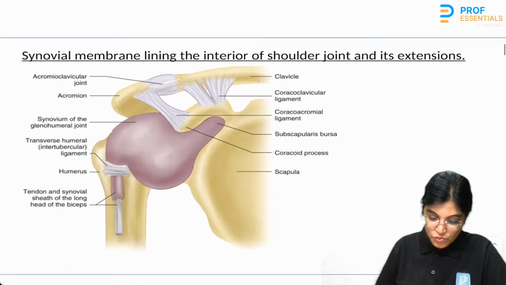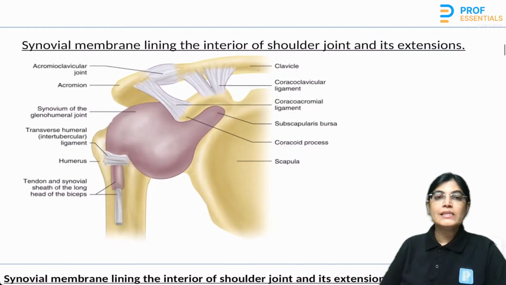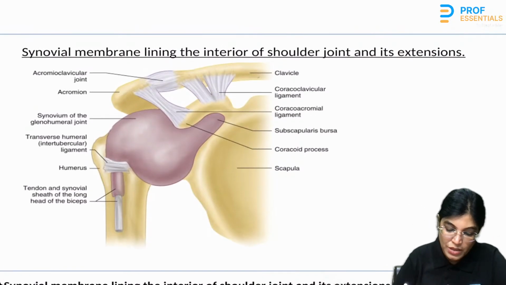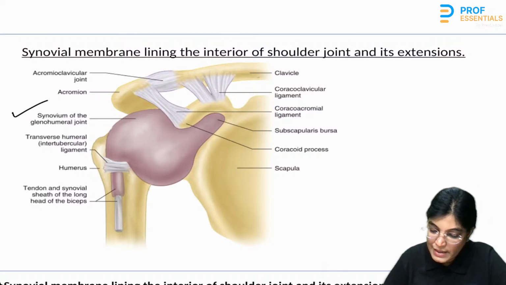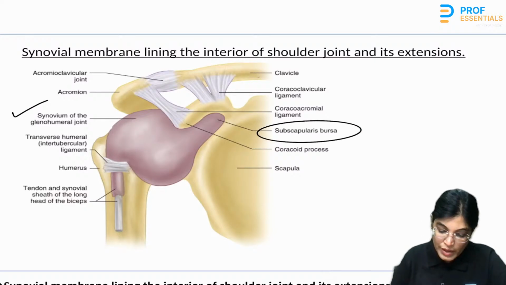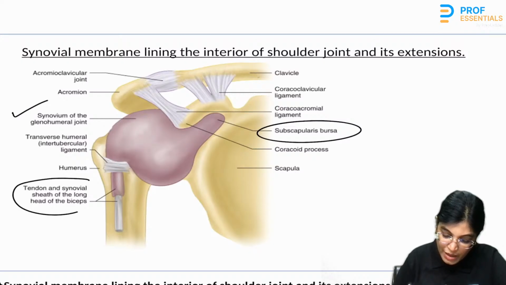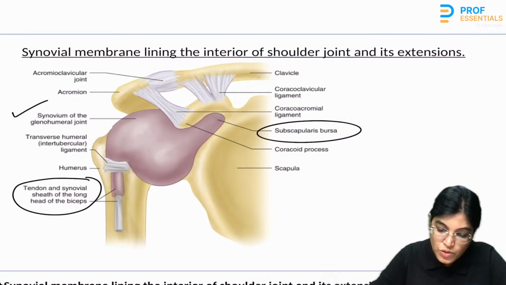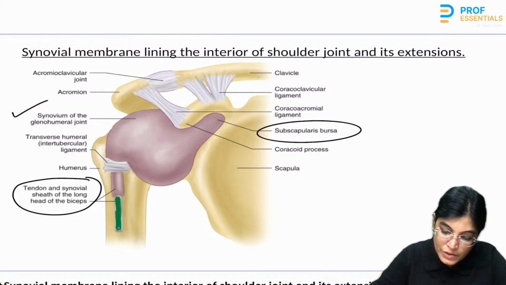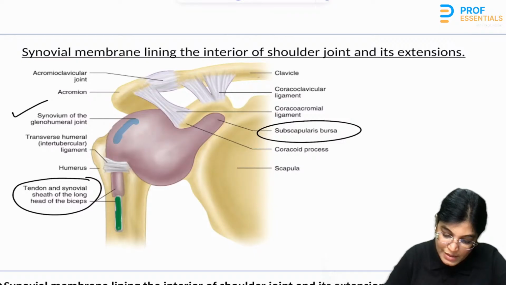Before that, I just want to show you this image. In this image, you can see the synovial membrane lining the interior of the shoulder joint and its extension. You can see the synovial membrane of the glenohumeral joint extending and anteriorly communicating with the subscapular bursa. You can also see that it is forming a sheath around the long head of biceps brachii. Here you can see the tendon of the long head of biceps brachii, and around it I will use blue color for the synovial membrane and sheath.